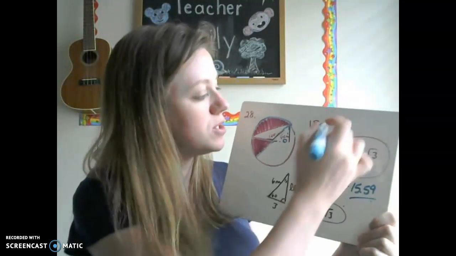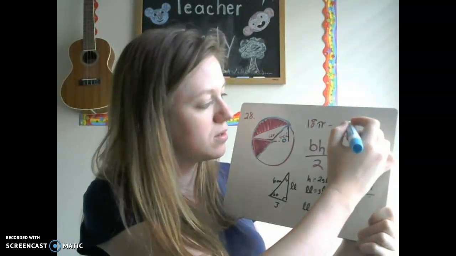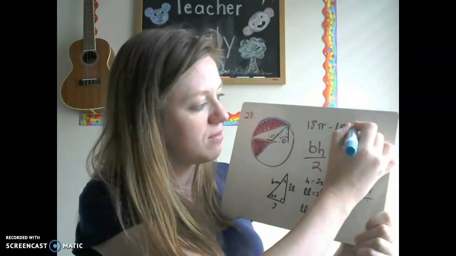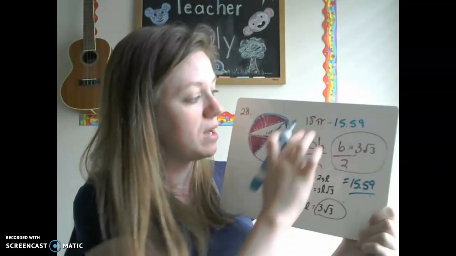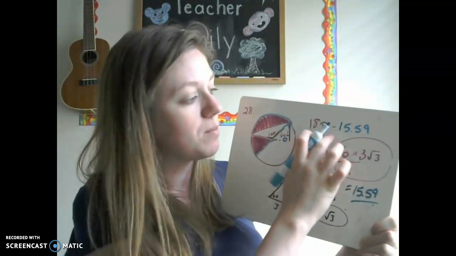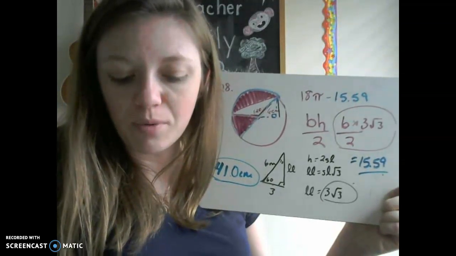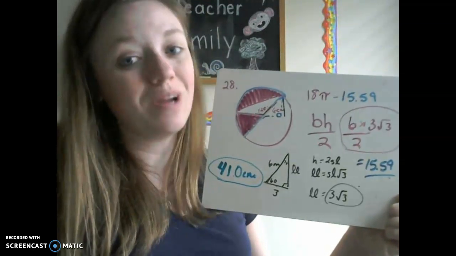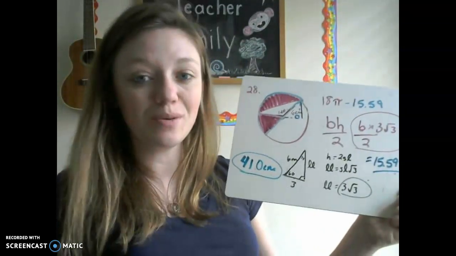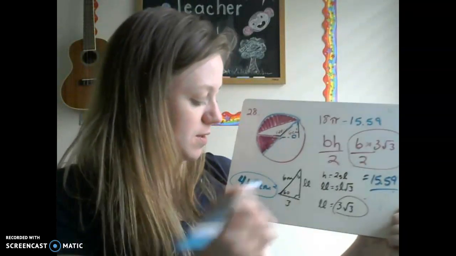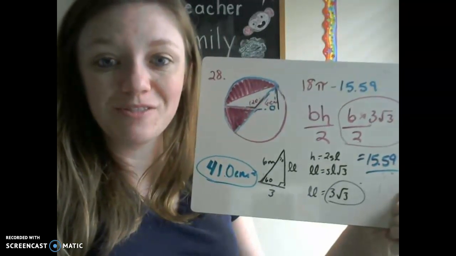So we know that the area of that triangle is not part of the shaded region, so we need to subtract it. 15.59. Okay, I'm going to pause it one more time, and I'm going to take 18 pi minus 15.59. Alright, in my calculator I got about 40.95, which rounds up to 41.0 centimeters squared. So that is your answer for 28.